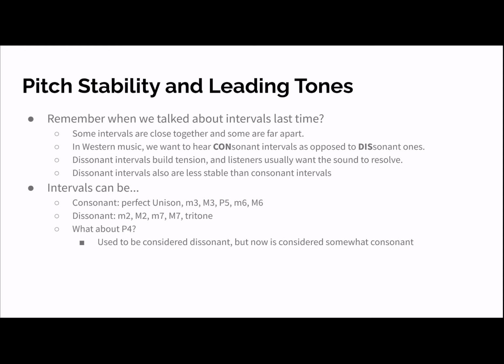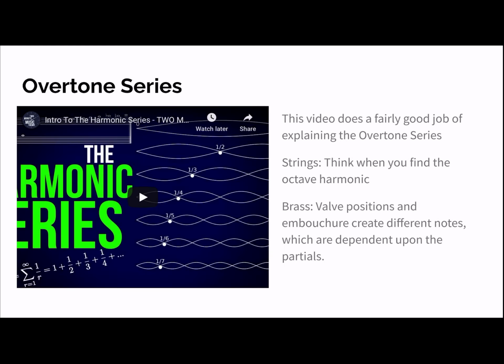For an example, a perfect fourth, we didn't talk about a perfect fourth, but that actually used to be considered dissonant back in medieval times. So those are perfect fourths. Now we consider it more consonant. It's just the change in the aesthetic and how it's used in the music. So very interesting about consonance and dissonance.